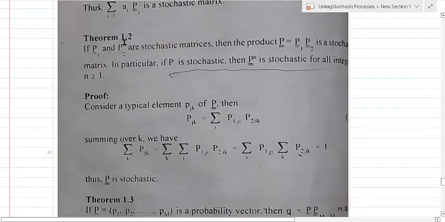Now here's something more important for us. If P1 and P2 are stochastic matrices, then the product is also a stochastic matrix. In particular, if P is stochastic, then P to the n is stochastic for all n greater than or equal to 1. Now you can read the algebraic proof here, but I want to give some intuition of what's going on here.